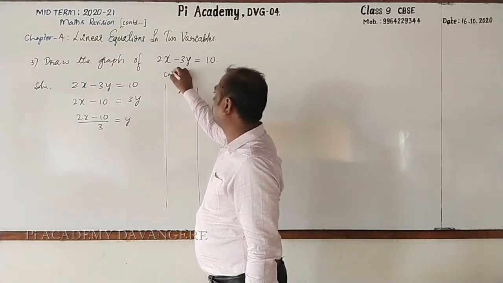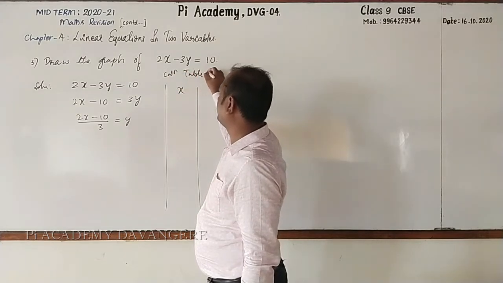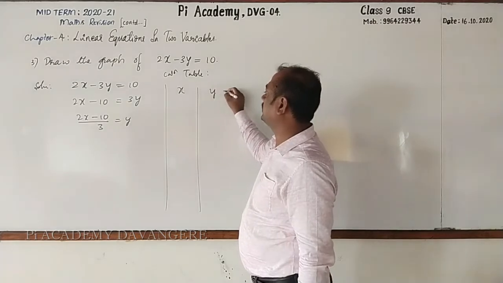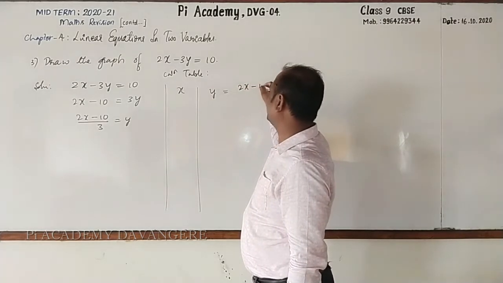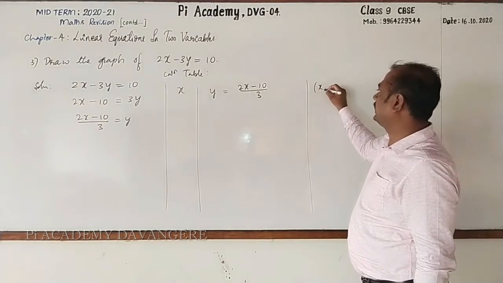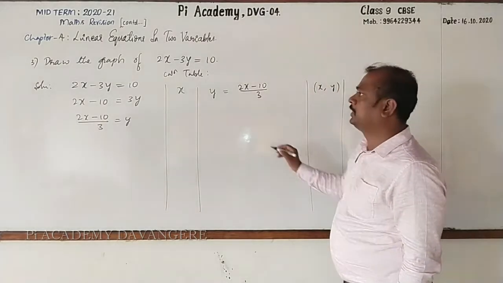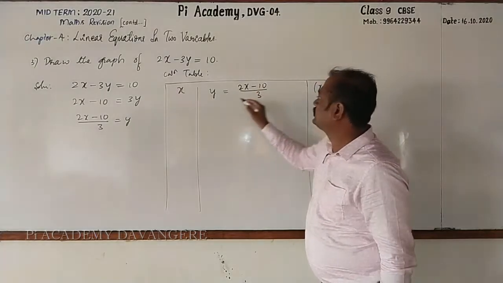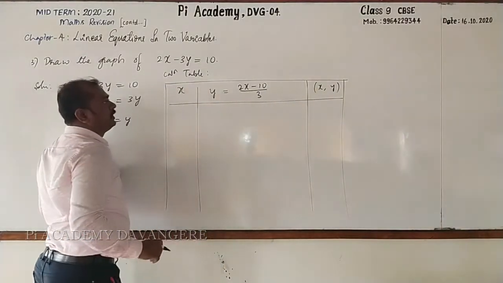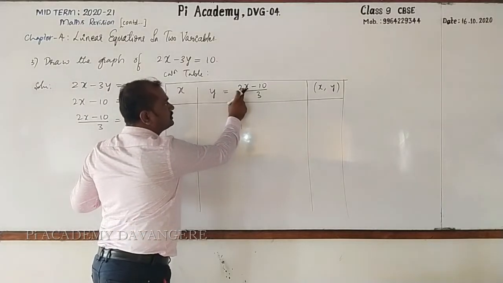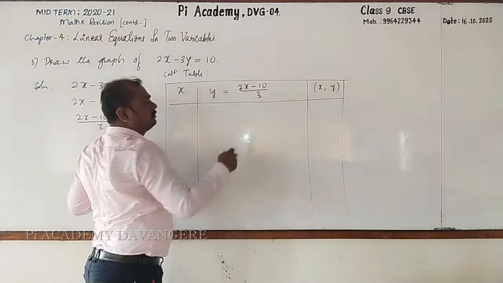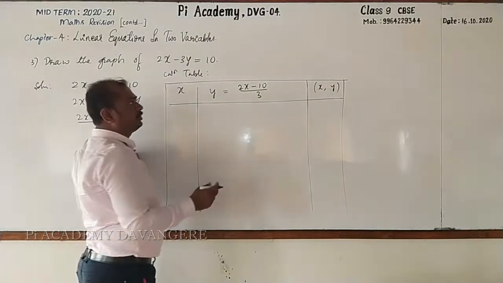So we will go for a calculation table. In that, first column is for x, second column for the equation, that is y equal to (2x minus 10) by 3, and third column it is for x comma y. Now choose the value for x. If you go for taking 0, see that 0 in place of x, it will be 0 minus 10, minus 10. Minus 10 is not divisible by 3, cannot be taken.